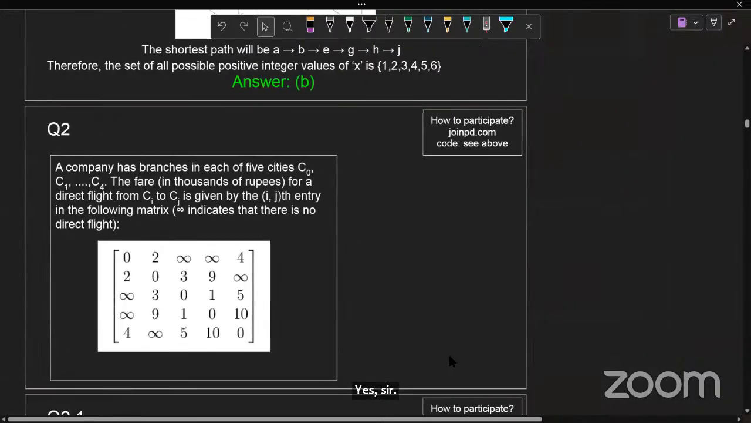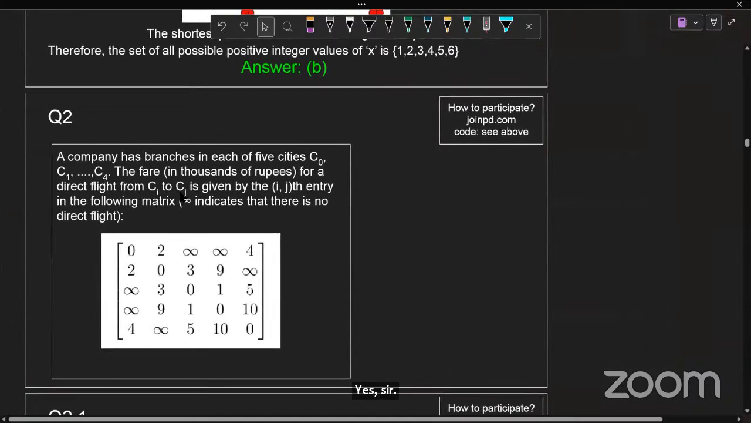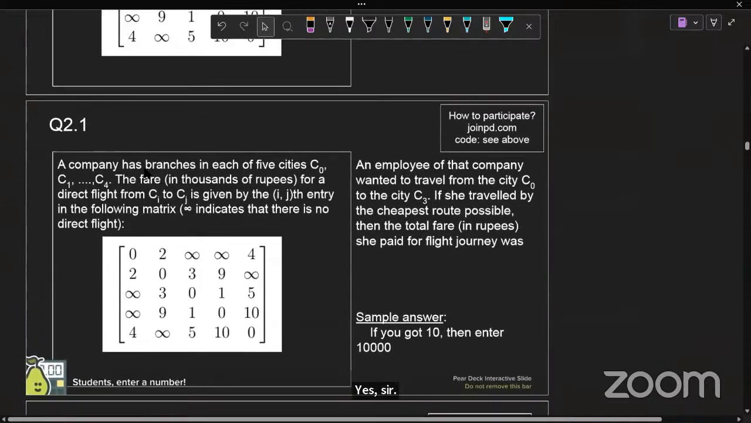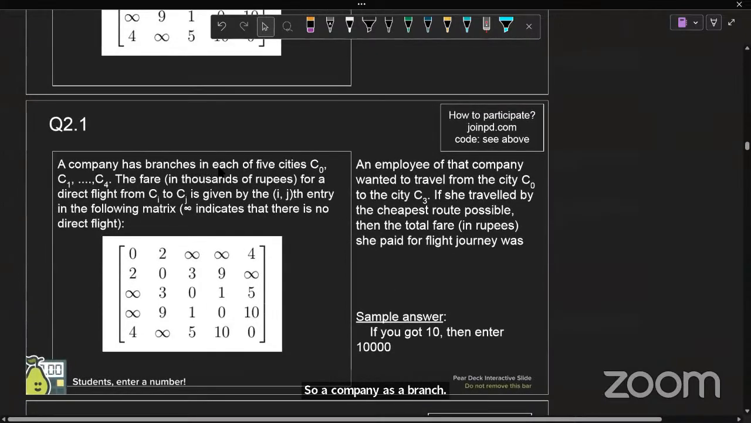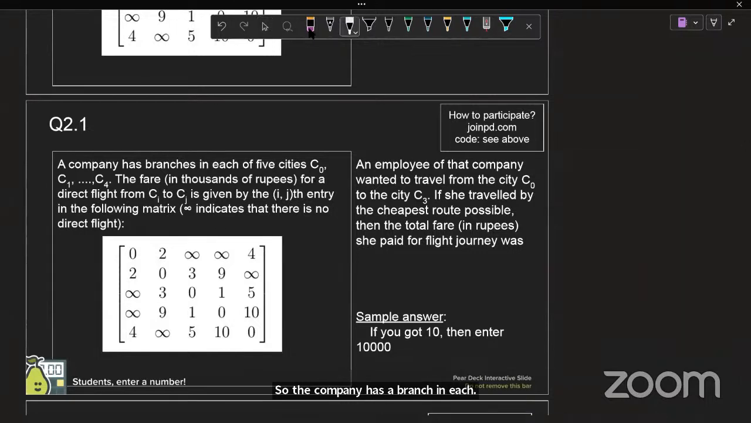So yeah, this is the second problem. A company has a branch in each of the 5 cities, C0, C1, C2, C3, C4. The fare for a direct flight from Ci to Cj is given by these entries. This is an adjacency matrix. If you remember, this is an adjacency matrix, and this denotes the weight of each edge.